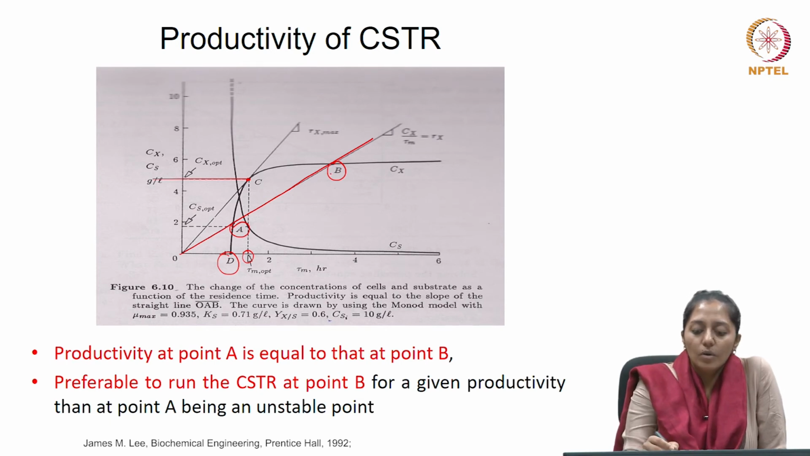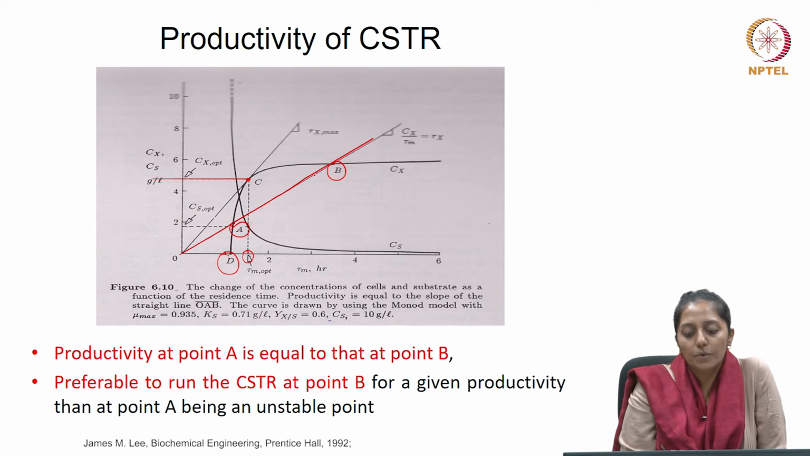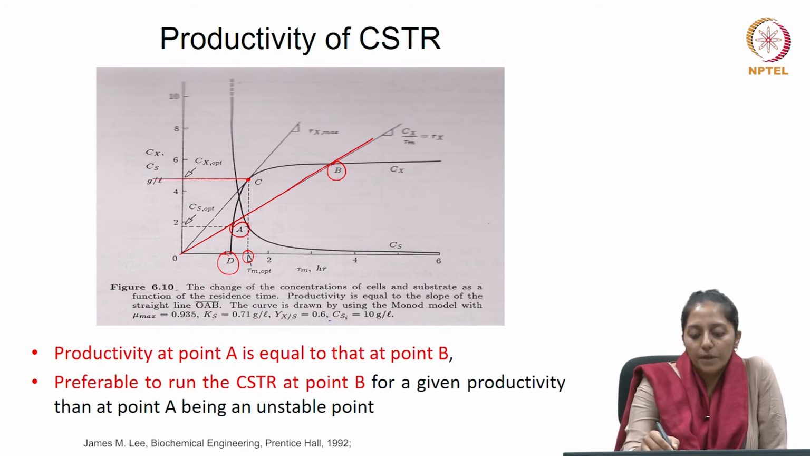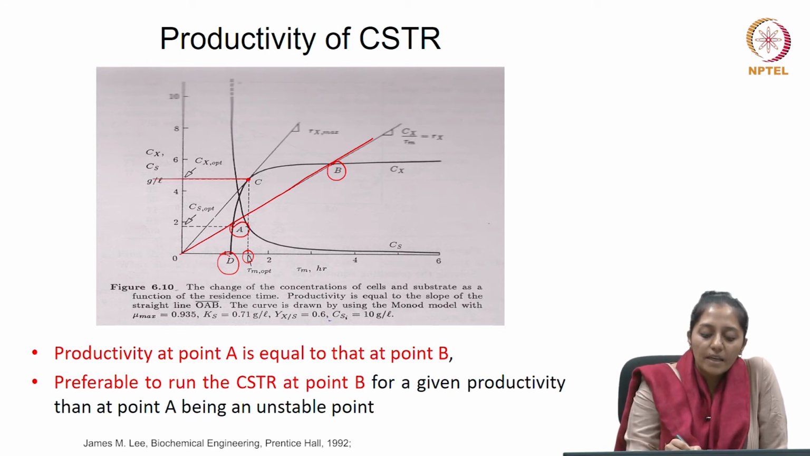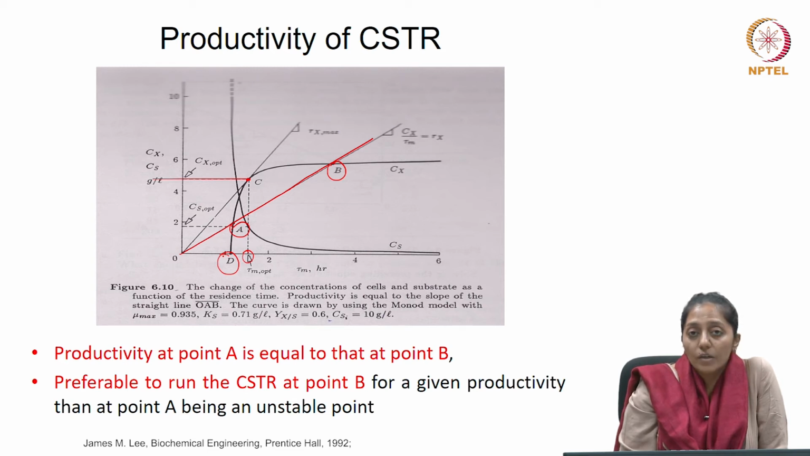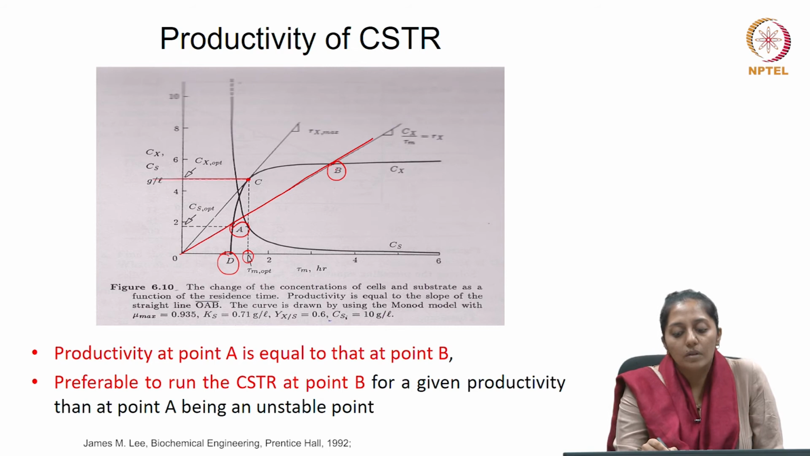Right. So, one would like to run the chemostat to achieve this productivity at point B rather than being at point A, because point A is very close to D, which is the washout point, which means the dilution rate is very high at point A, even though the biomass is lower.